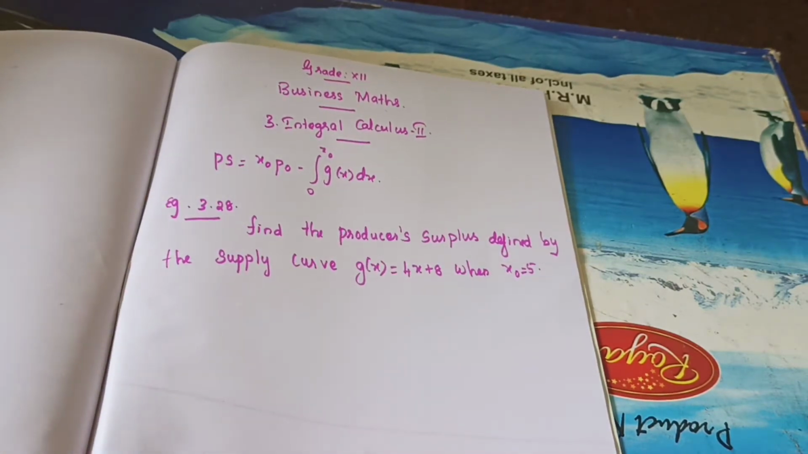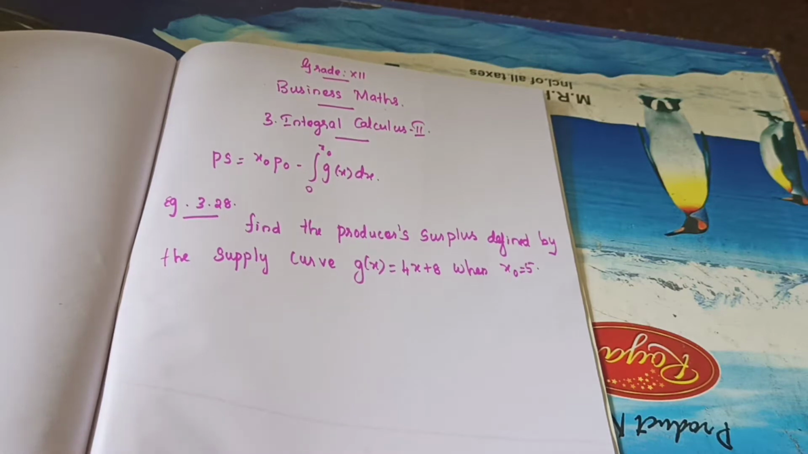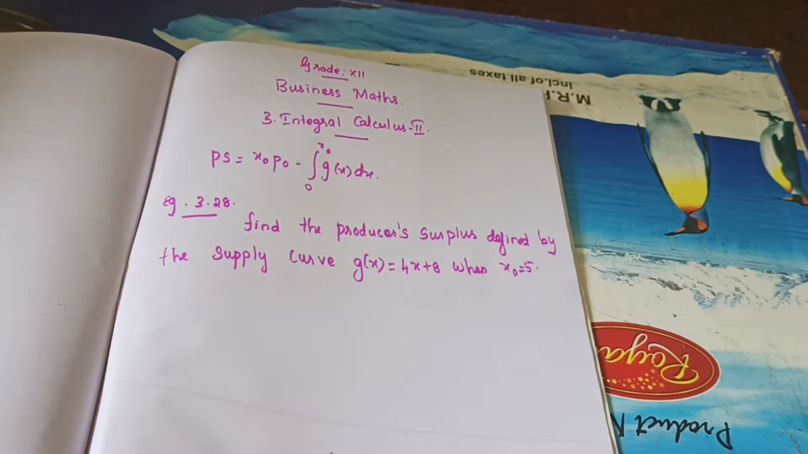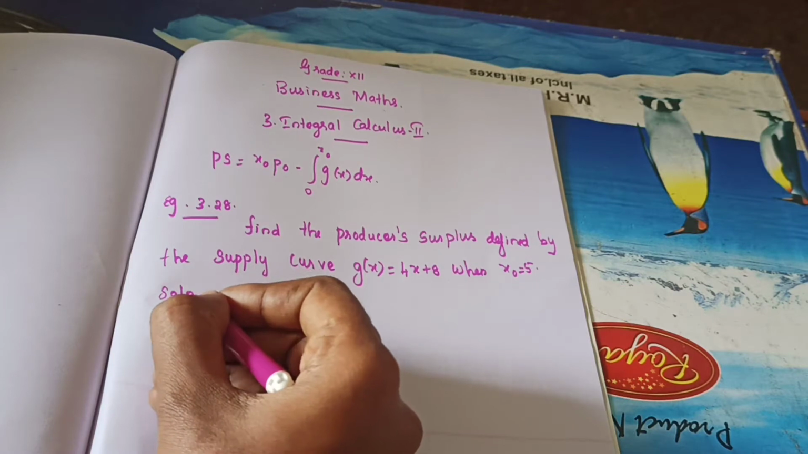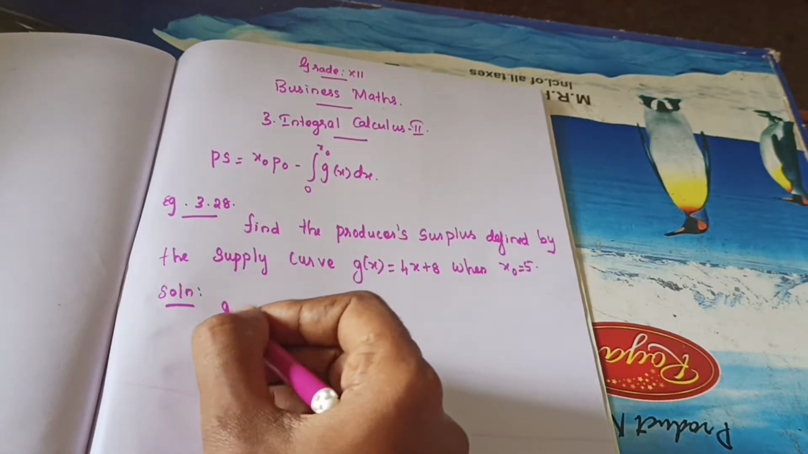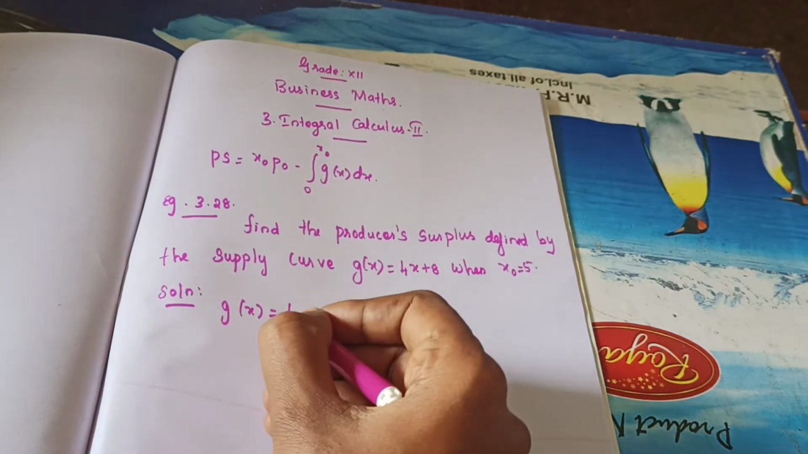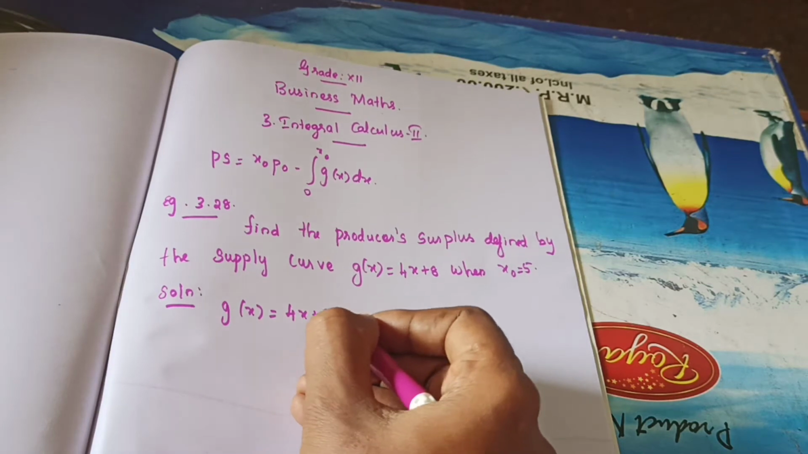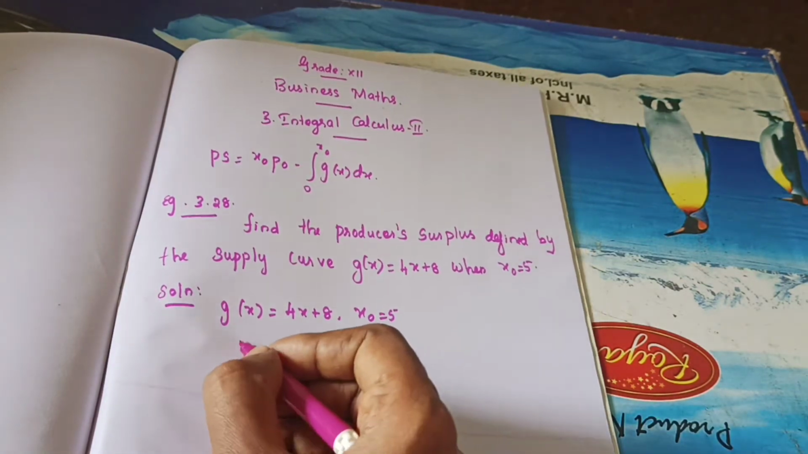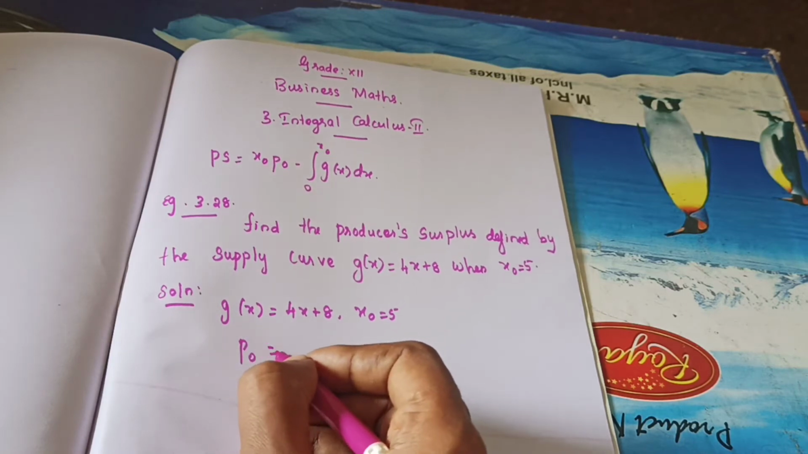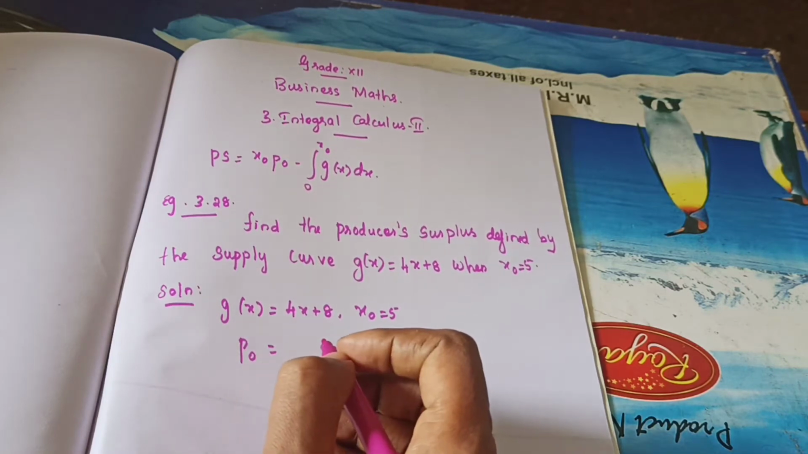G of x value is given, and x naught value is also given. So P naught value is the only thing we need to find. So how will you find P naught? Solution: whatever is given, G of x equals 4x plus 8, then x naught equals 5. In the place of x we need to substitute 5 and find the P naught value.